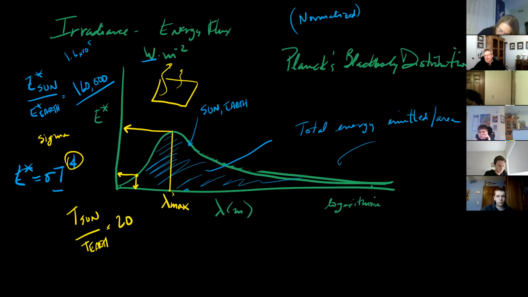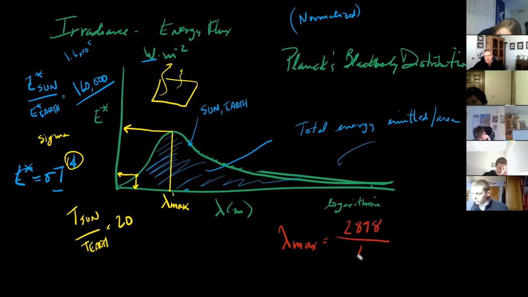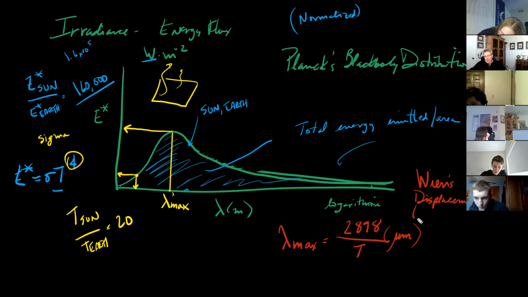There is an equation that governs this. It says that lambda max is 2898 divided by temperature, and the unit given will be micrometers. This is called Wien's displacement law. W in a Germanic language is the V sound, so this is Wien's displacement law.